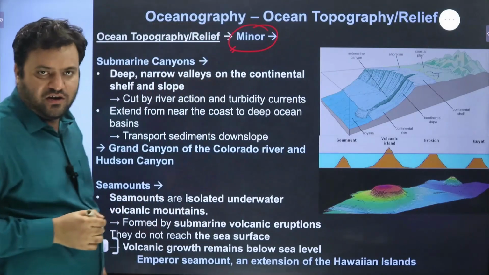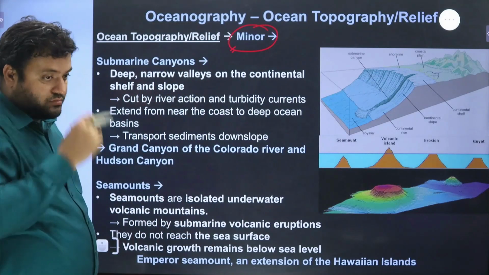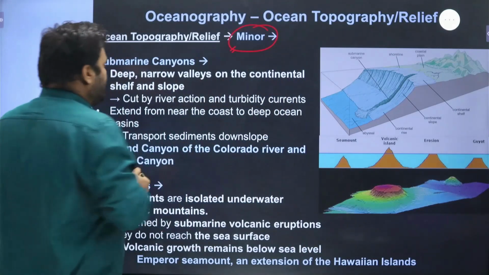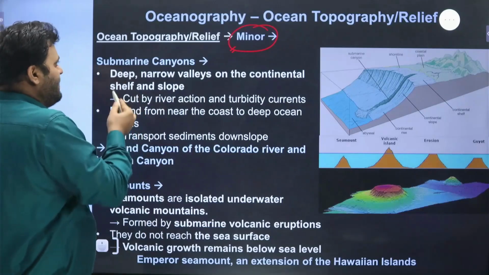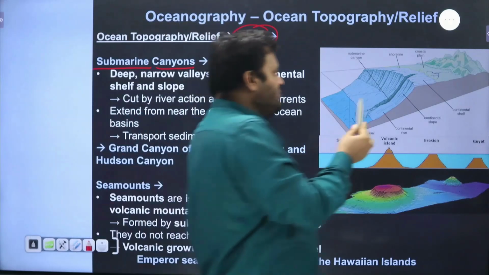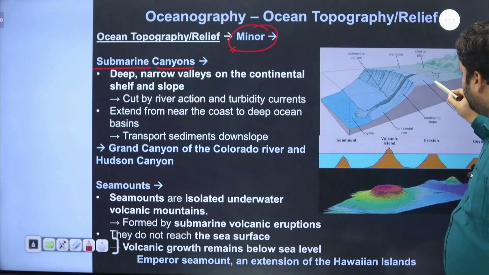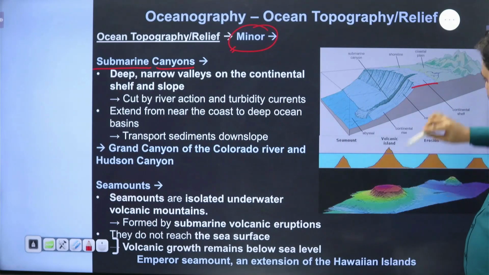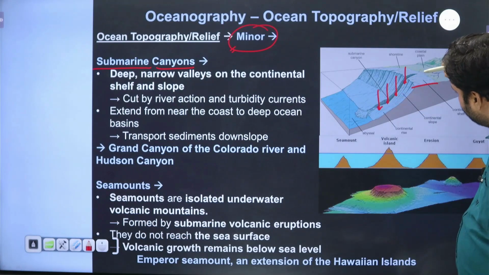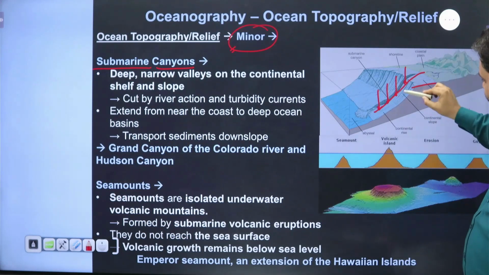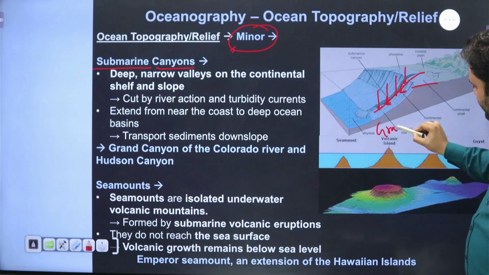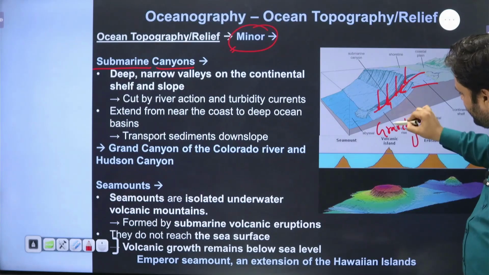Now let's talk about minor relief features. Here in the minor relief features, we have submarine canyons. Submarine canyons are there on the continental shelf, and they are formed by vertical down-cutting by water. As water moves on the steeper slope, more energy is there, and this energy is intensified under the influence of gravity.